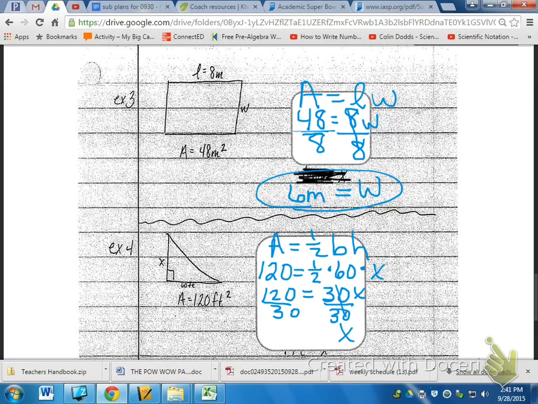When you have a problem like this, you can cancel out those zeros. And what's 12 divided by 3? So it would be 4, and what's my label? Feet. 4 feet.